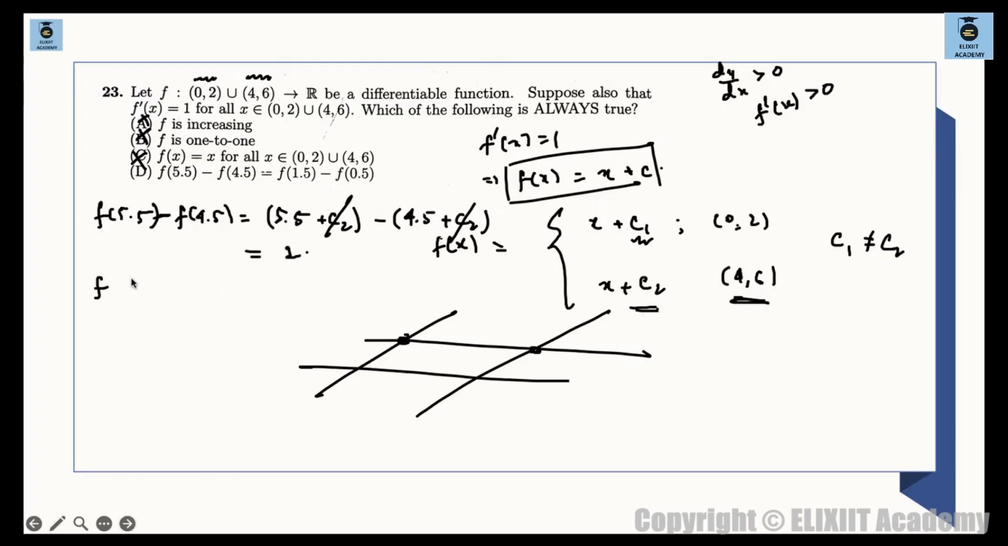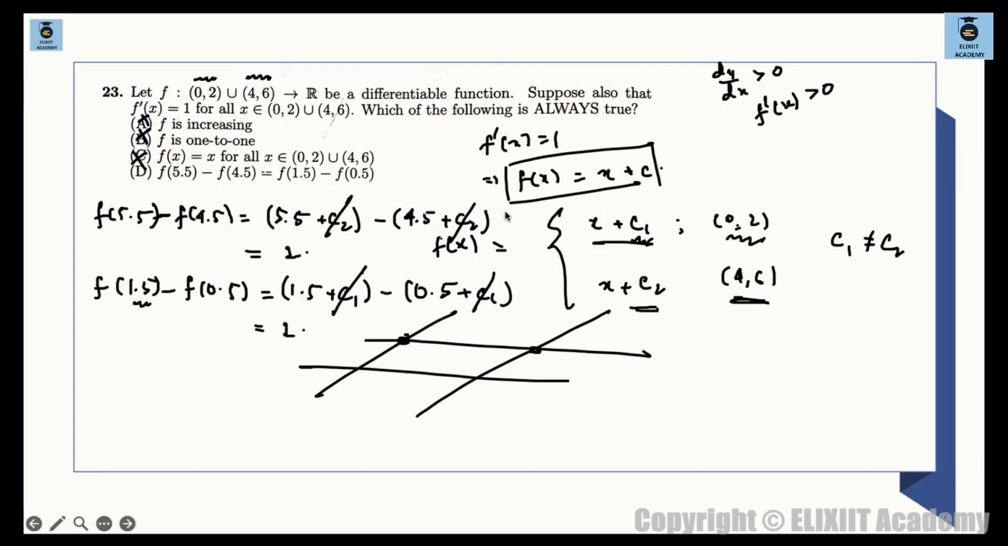Okay, now f of 1.5 minus f of 0.5. Now this domain falls under this section, so we'll consider this branch, 1.5 plus c1 minus (0.5 plus c1). Here again c1 cancels out, so 1.5 minus 0.5 will be 1 again. So for any choice of c2 or any choice of c1, this will always get cancelled and the answer will be 1. So both of these are equal. Option D must be correct.